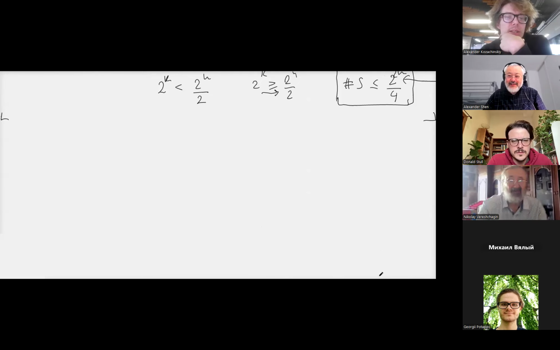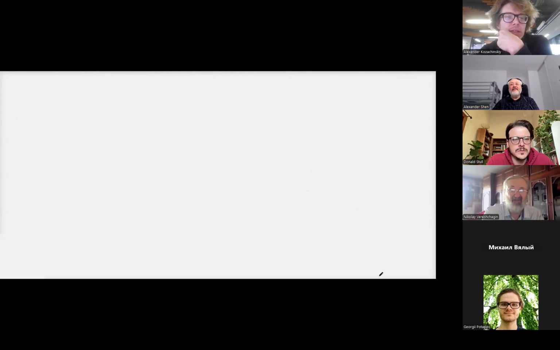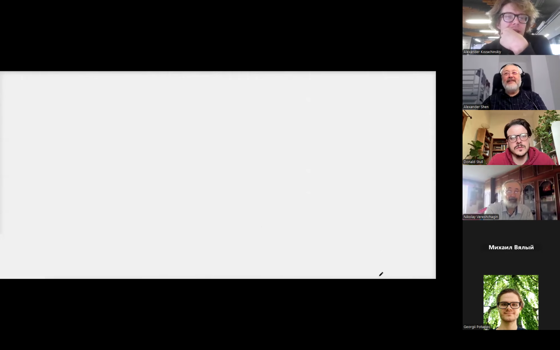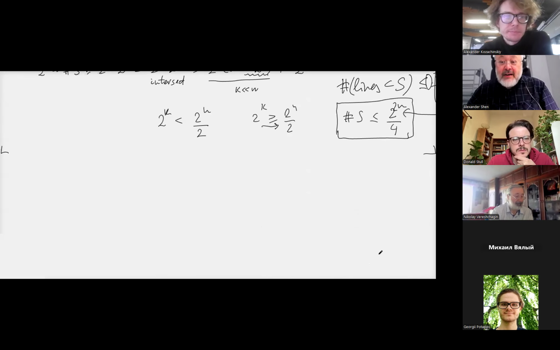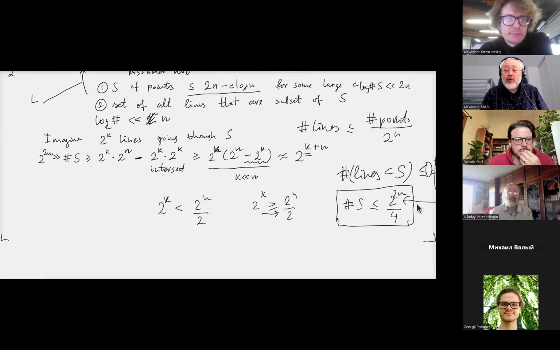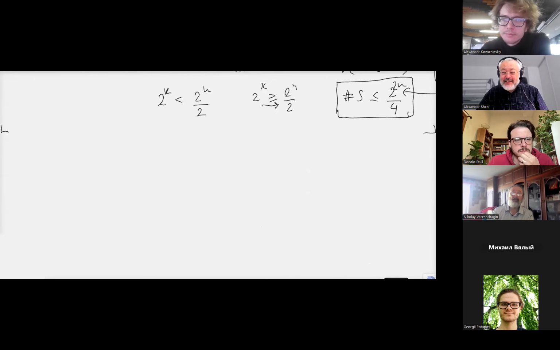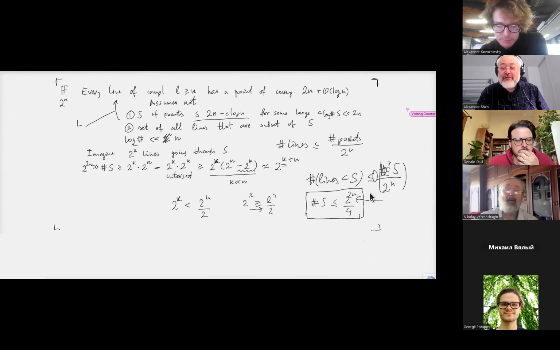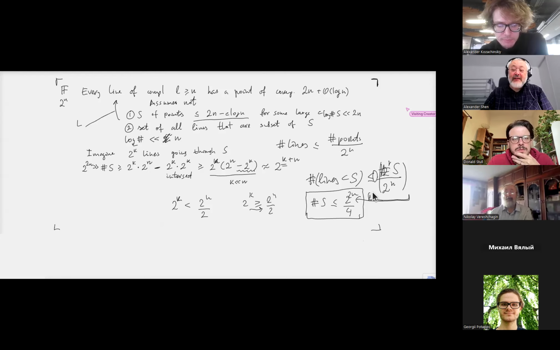And I guess something like that, you can get basically that low complexity lines have points of low complexity. By the way, since we have divided by 2 to the n, the same argument says that if we have a line of complexity L smaller than n, then there is a point of complexity L plus n.